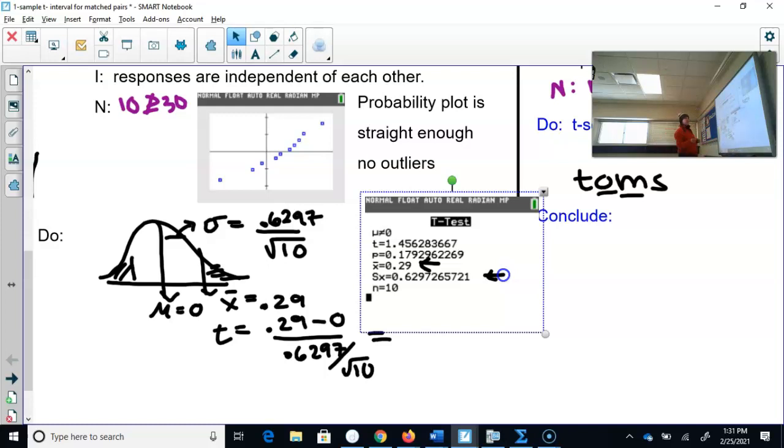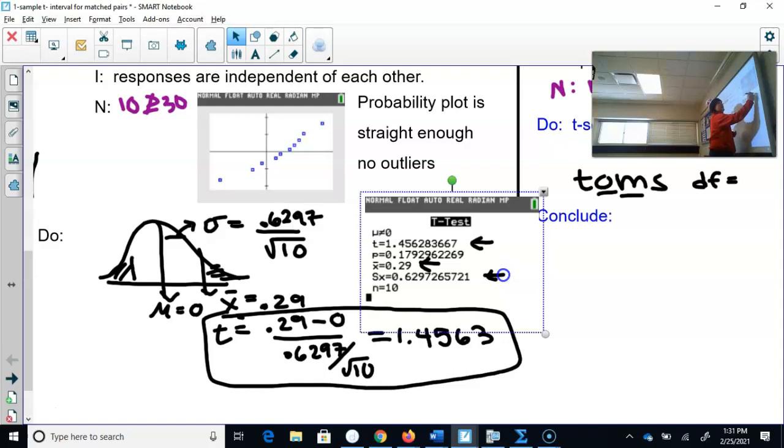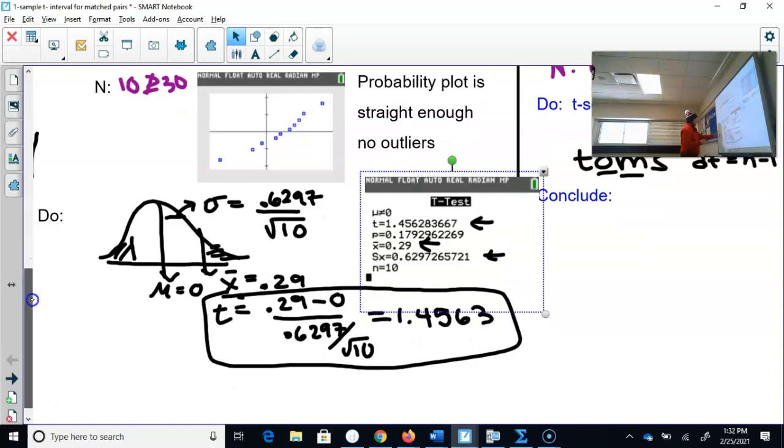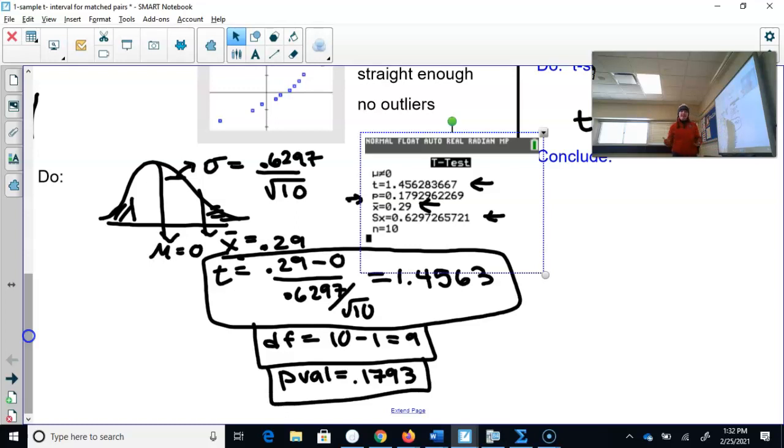That t-score they give us is right here at 1.4563. What am I grading on your test? I want to see this work right here with the correct t-score. Next, I want to see what our degrees of freedom are. Our degrees of freedom is still n minus 1, okay? So that's 10 minus 1 is equal to 9. So I want to see that. And then finally, I want to see my p-value, and that is right here. My p-value is equal to 0.1793. Okay? That's what I'm going to be grading on the test for the do part.